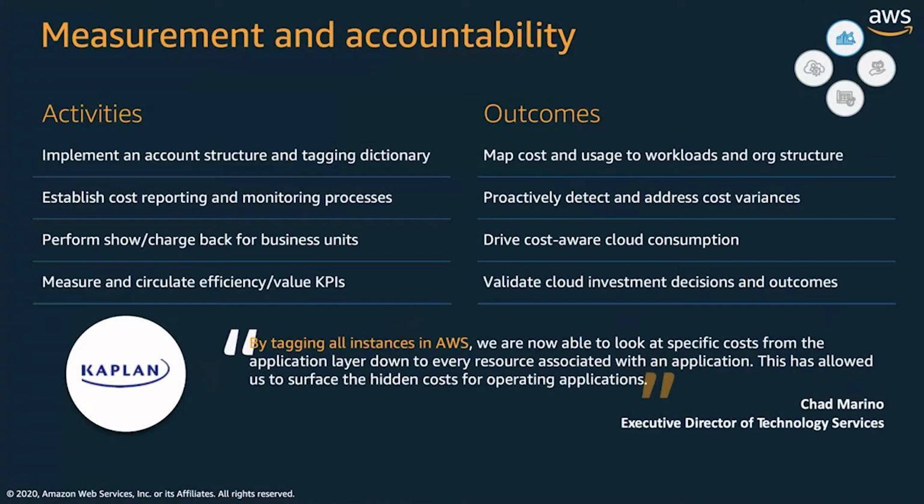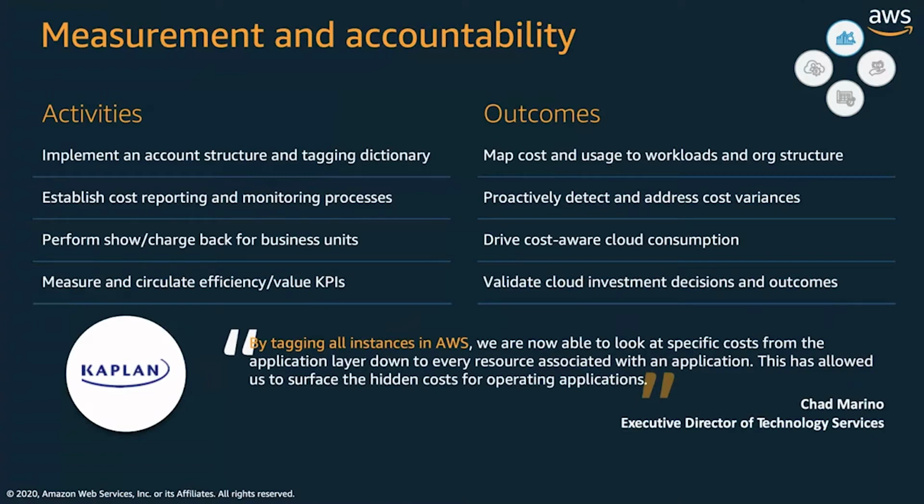So the measurement and accountability piece is things like setting an account structure. We're going to talk about this in more depth further on in the slides. But you might want to, for instance, make use of something called AWS Organizations. AWS Organizations allows you to impose your organization structure onto AWS, an AWS account structure, and then control that structure with policies. It's things like tagging. So we make extensive use of tagging from a cost perspective.